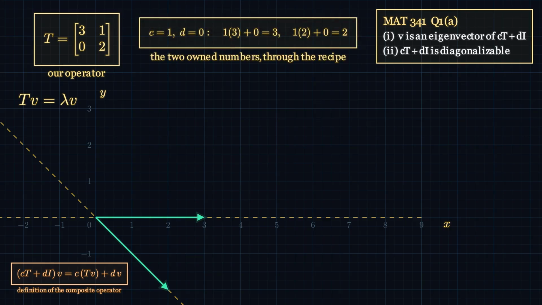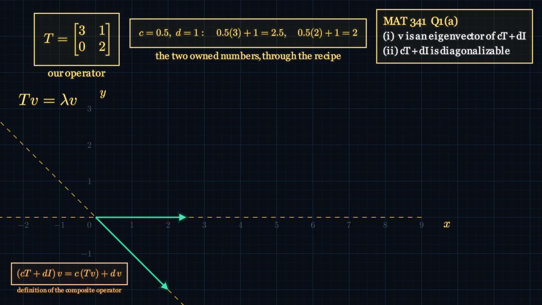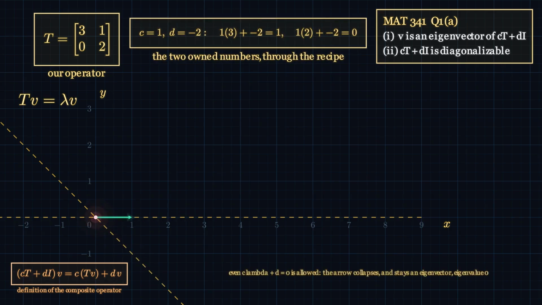The operator's own directions are structural. Scale it, mix in the identity, and those directions do not move. Only the operator's own numbers respond, and they respond by the exact same recipe applied to them. Lambda becomes c lambda plus d.